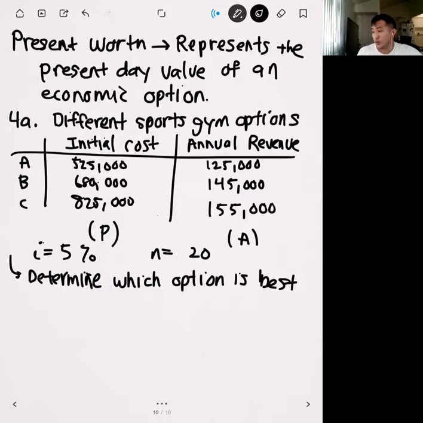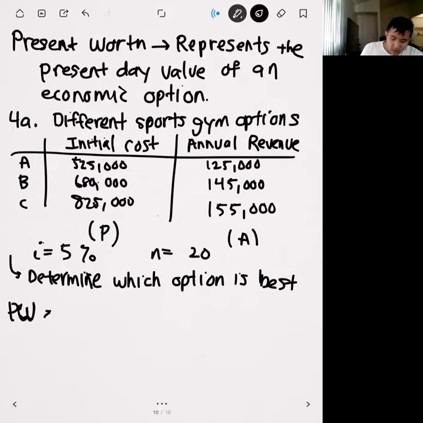Okay, and so what we're going to do is compute the present worths for each of these different options here. Luckily for us, all of these have the same form. Not only do they have the same form, but they're also all standard, so we don't have to do any kind of non-standard stuff.